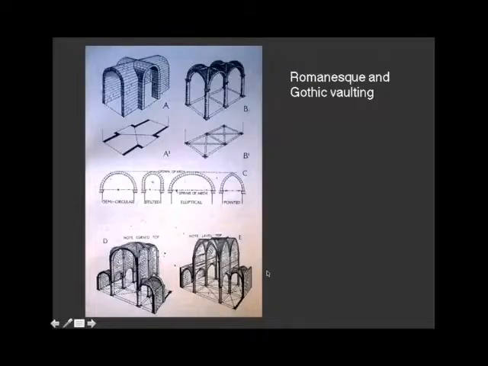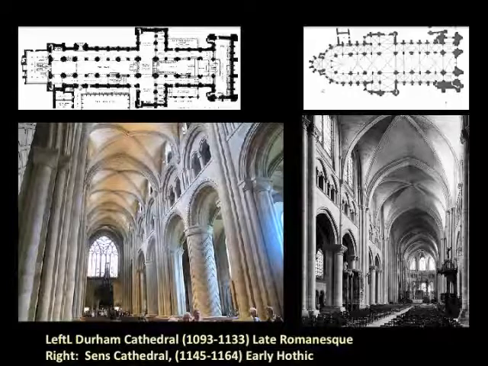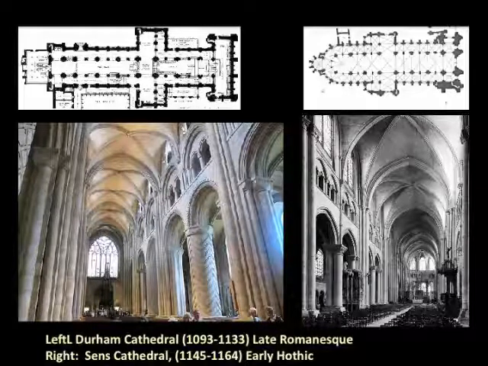We looked at some of these comparisons between different vaulting systems last time. But let's look at a comparison between walls. This is Durham Cathedral, which is really fairly late Romanesque and fairly highly developed Romanesque. And this is Sens Cathedral in France, south of Paris, which is a fairly early example of Gothic.